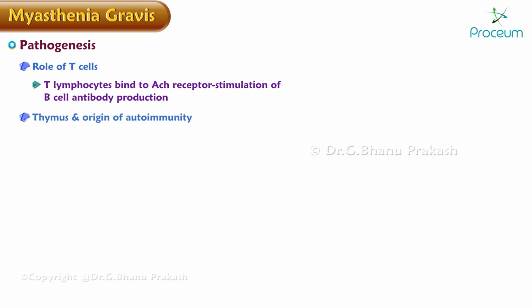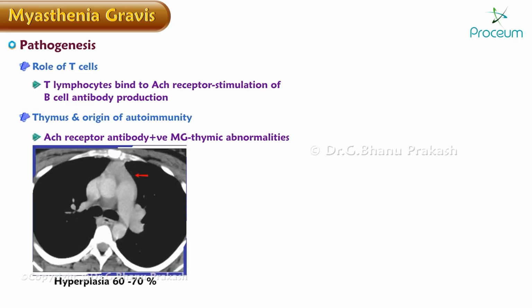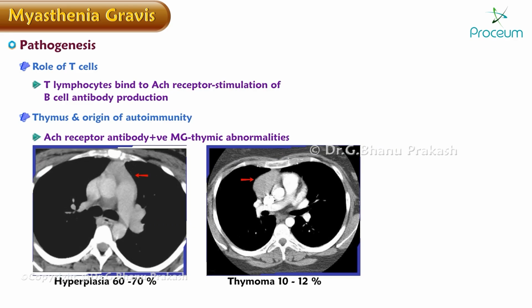The thymus and the origin of autoimmunity. The majority of patients with acetylcholine receptor antibody-positive myasthenia gravis have thymic abnormalities. Hyperplasia in 60 to 70% and thymoma in 10 to 12%. However, the disease often improves or disappears after thymectomy. As a result, the thymus has been evaluated as a possible source of antigen to drive this autoimmune disease.